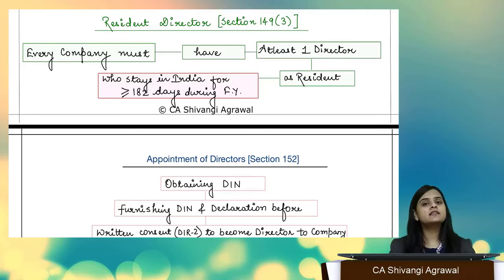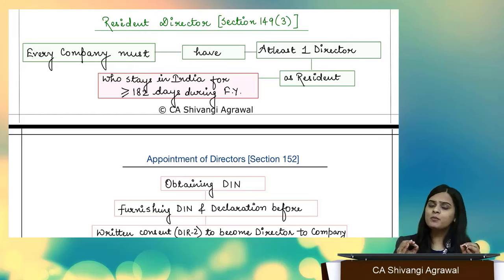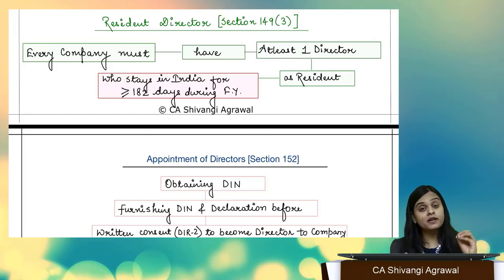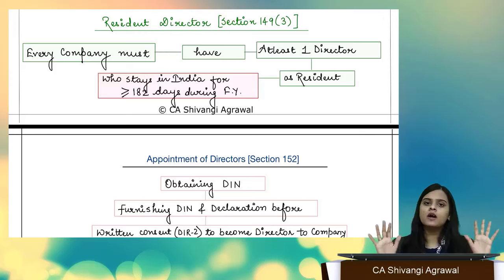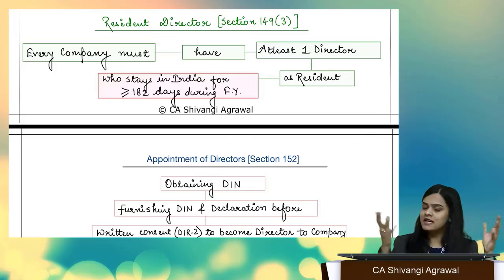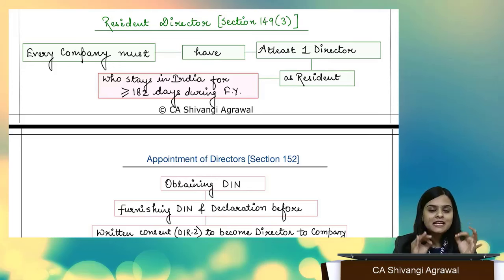Ma'am, does a woman director have to be appointed as executive or non-executive? She can be appointed either way. It's not a requirement that they have to be appointed as executive only. Even if an independent director on the board of a company is a woman, it is sufficient compliance for the second proviso of section 149(1).